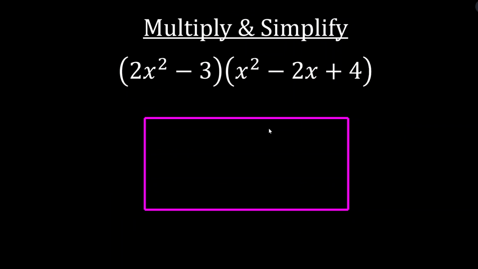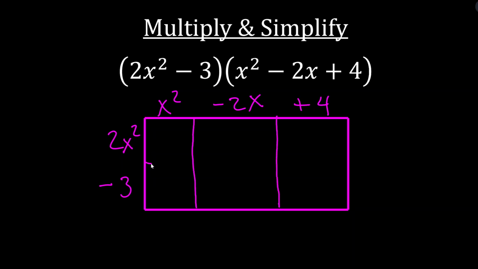All right, let's jump right into it. This product is the same as the area of this rectangle here, where the width is 2x squared minus 3, and the length is x squared minus 2x plus 4. Boom. All right, we're going to break this up. Looks very similar to our last example, where we have 3 columns, 2 rows. We have 6 total rectangles.